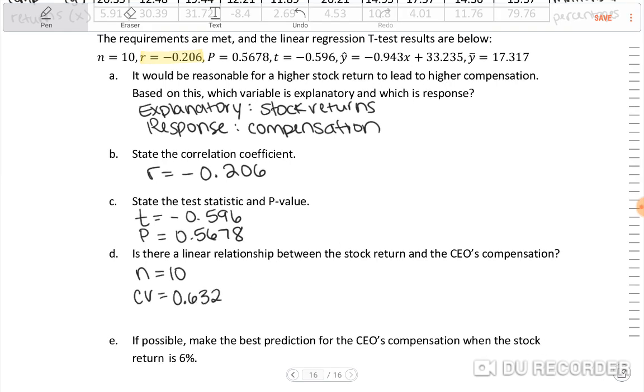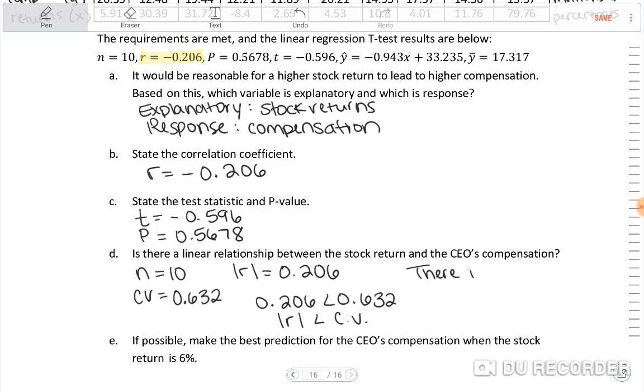Okay, so let's compare. What is the absolute value of R? Well, the absolute value of R is 0.206. You may be wondering why I made it positive. Well, absolute values, remember, make everything positive. So the absolute value of a negative number is now positive. That's where the negative went. It didn't just vanish. I took the absolute value. And I'm going to compare 0.206 to 0.632. Which one's bigger? Yes, obviously, 0.632. So if the absolute value of R is less than the critical value, then this means there is no linear relationship.